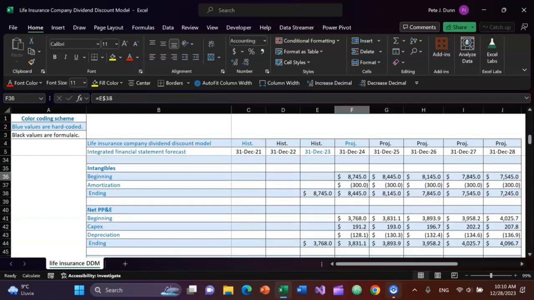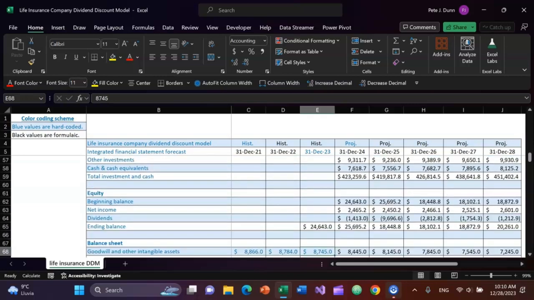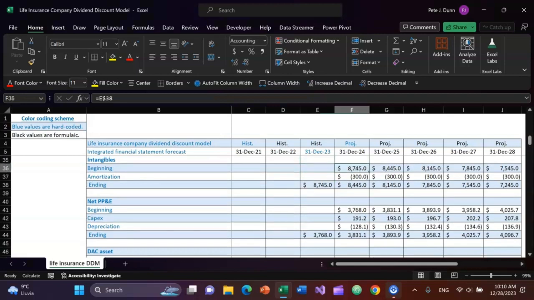Next, I'm going to forecast intangible assets, and I'm using the base method here, beginning, add, subtract, end. So starting here, beginning is last period's end. You can see we got the ending number from the balance sheet, row 68. So control left bracket to go down there. That's our ending assumption for goodwill and other intangibles. I'll do F5 enter to get back up.